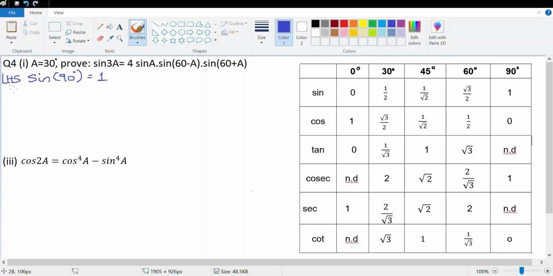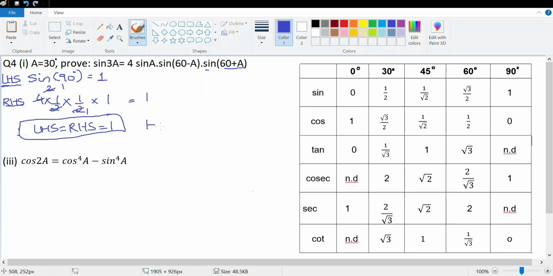Now let's look at the right hand side. The right hand side has 4 times sine A, which means sine 30 degree. Sine 30 degree is half, multiplied with sine 60 minus 30, which is again sine 30, which is again half, and this is sine 60 plus 30, which is sine 90, which is 1. So this is 2 into 1 by 2, 1 by 2, and 1. So this is 1 into 1, which is equal to 1. Therefore LHS is equal to RHS is equal to 1. So hence proved. Let's look at question number 4 part 3.